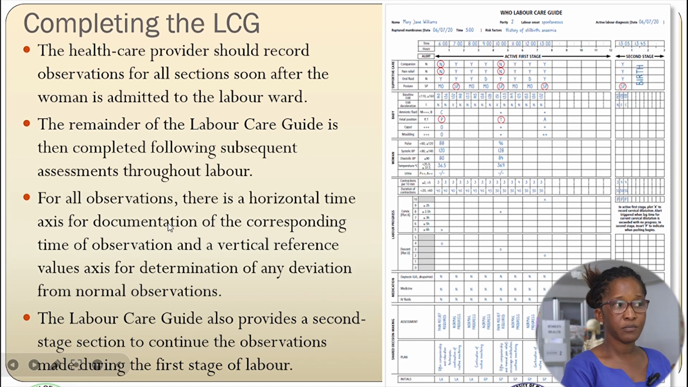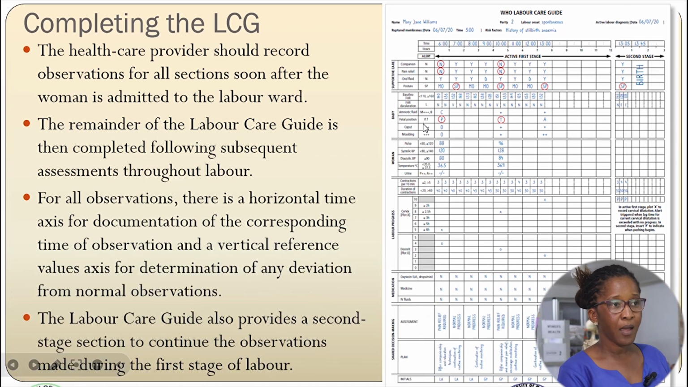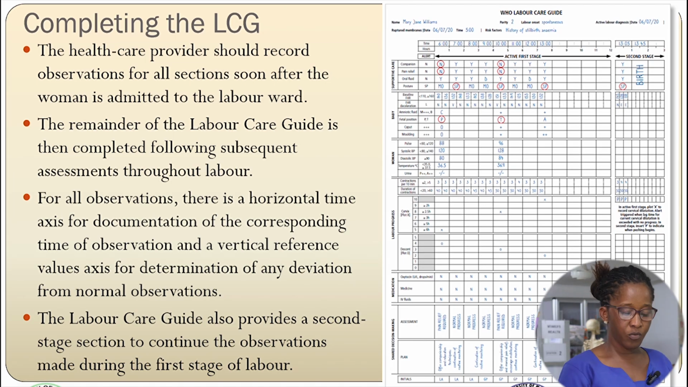For all observation, there is a horizontal line axis for documentation of corresponding time observation. So each time here, as we move along, I will explain to you the detail of this. Each timeline, you now record your observation horizontally. And then you have a reference that is on the vertical line that you must record and compare whilst you do your assessment. The labor care guide also provides a second stage. This was missing on the pathograph. So this is also an additional part of our care guide. So we now monitor the second stage to continue the observation made during the first stage of labor.